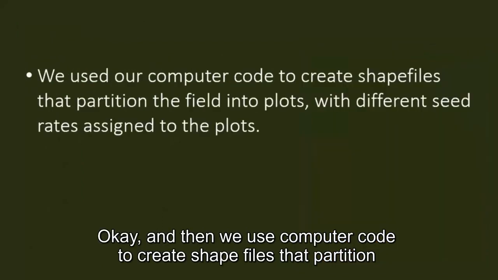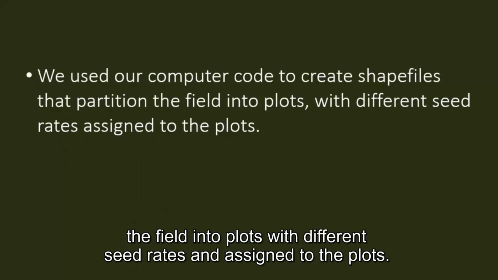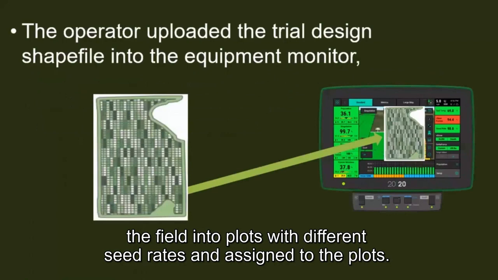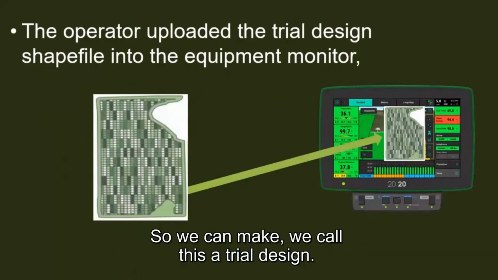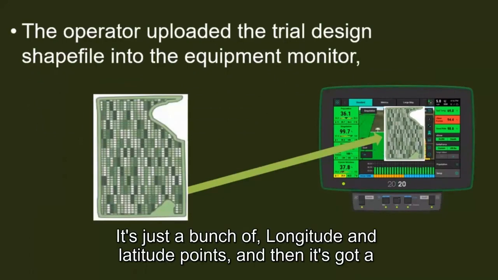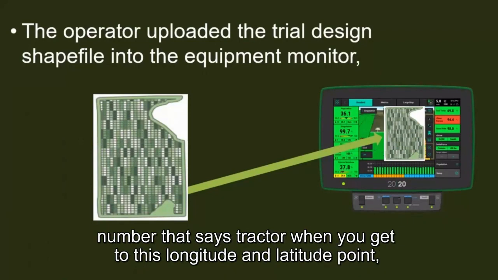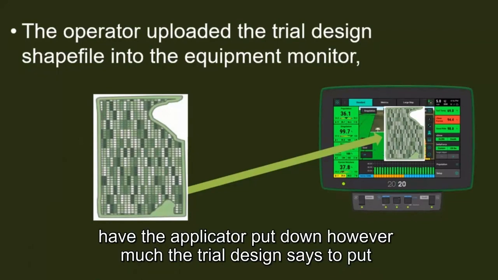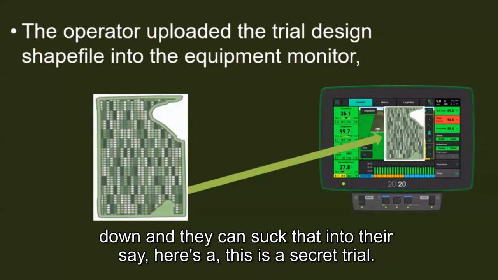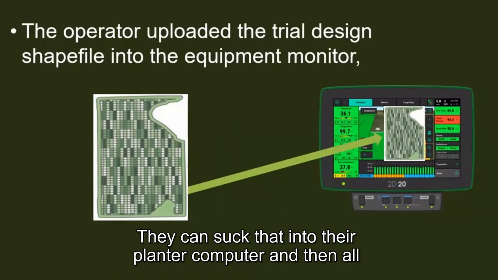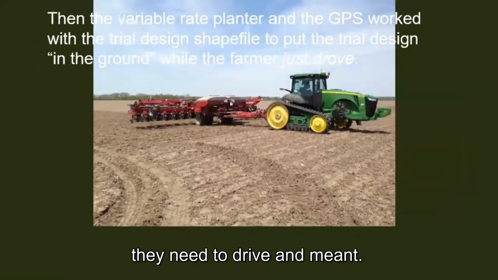And then we use computer code to create shape files that partition the field into plots with different seed rates assigned to the plots. We call this a trial design. It's just a bunch of longitude and latitude points, and then it's got a number that says, tractor, when you get to this longitude and latitude point, have the applicator put down however much the trial design says to put down. And they can suck that into their planter computer, say, for a seed rate trial, and then all they need to do is drive.